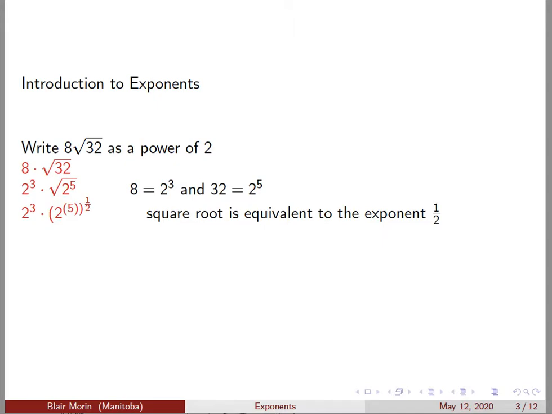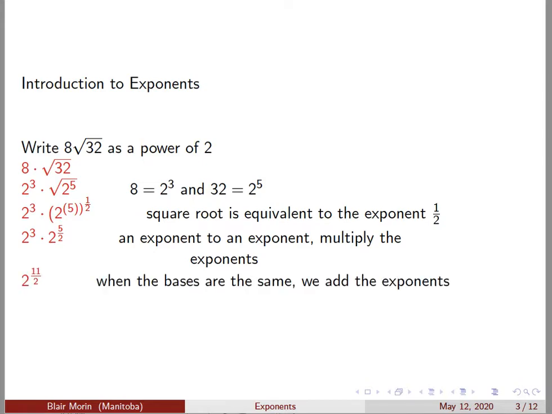So right now, the term on the right-hand side, 2 to the power of 5 to the power of 1/2, this is a power to a power, so what we're going to do is multiply the exponents. So an exponent to an exponent, we multiply the exponents. Now what we have is common bases that are being multiplied together, so we simply add the exponents. 2 to the power of 3 times 2 to the power of 5 over 2. Really, it's 3 plus 5 over 2, which is 11 over 2.